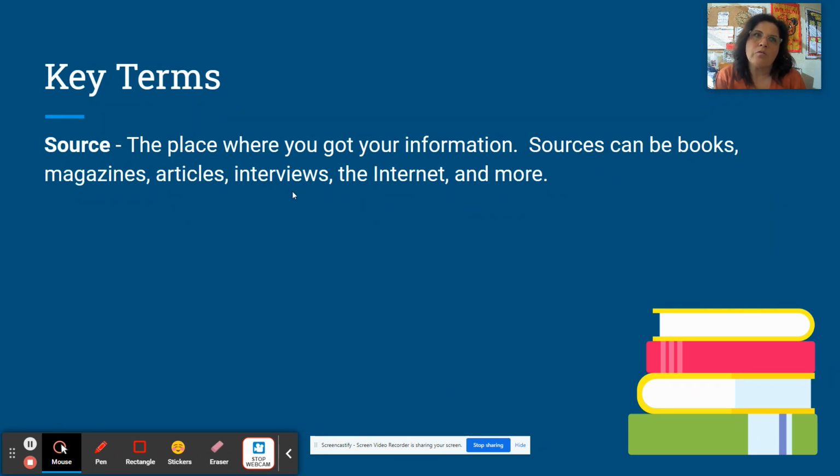For example, you can go into a database. That's a mechanism that we use to look at sources, but the database itself isn't the source. There might be a magazine article in there from Time Magazine. That would be the source. Or you might find a movie or a TED Talk in there, and that would be the source.